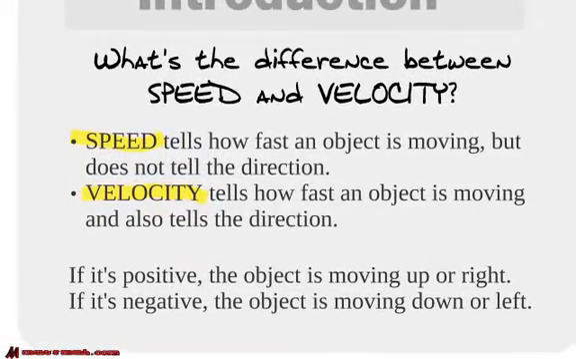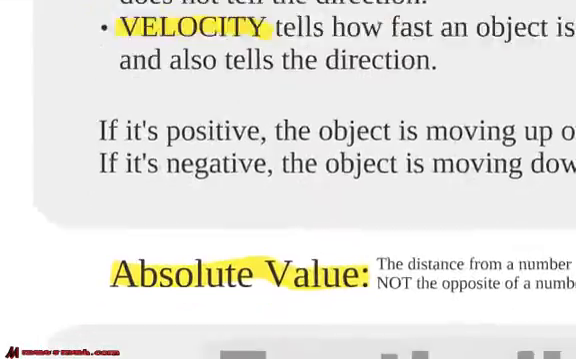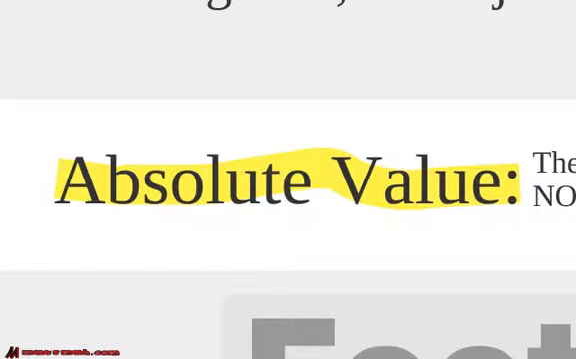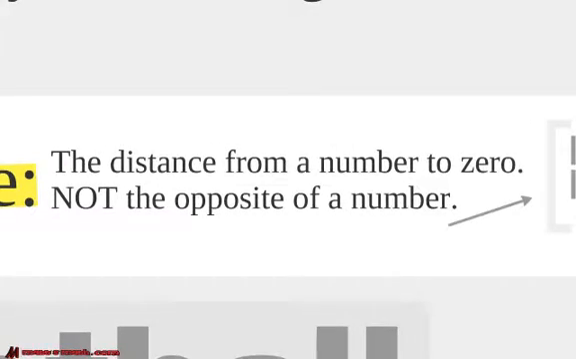All right, so let's see how it relates to real life, especially with velocity. We need to know absolute value if we're going to talk about speed, because if you take the absolute value of your velocity, it will give you speed. Well, what is absolute value? Absolute value is the distance from the number you choose to 0.